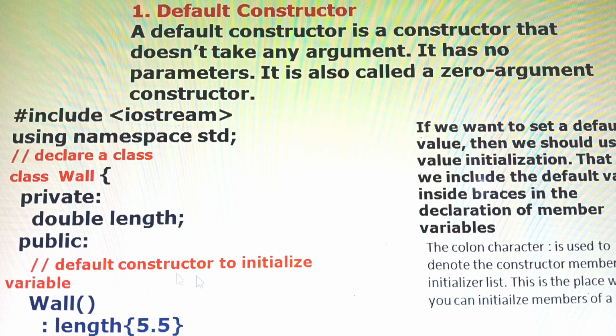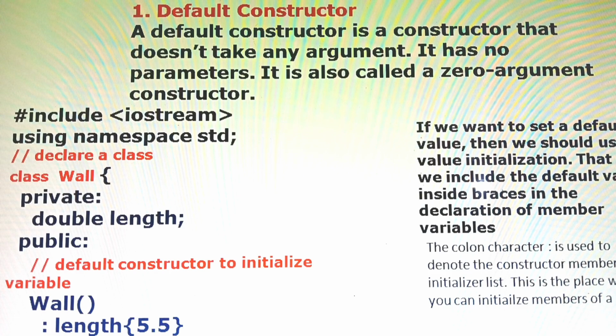Here is the default constructor to initialize the variable. This initializes the variable length. It is a default constructor, so you have to initialize the variable with a default value. How to initialize it? Within braces we give the value with the variable name, all of which we declared above. Take the variable name with the braces and give the initialization value. The colon mark denotes the place where we can initialize.